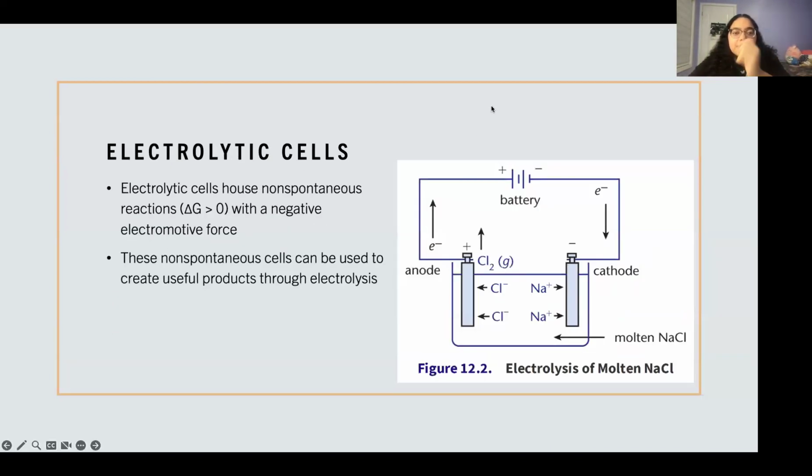The opposite is an electrolytic cell, if it's a non-spontaneous reaction. Those are battery powered, or just powered by something, and they can be used to create products because you're forcing something to plate.